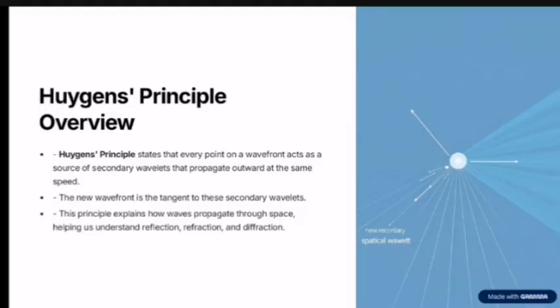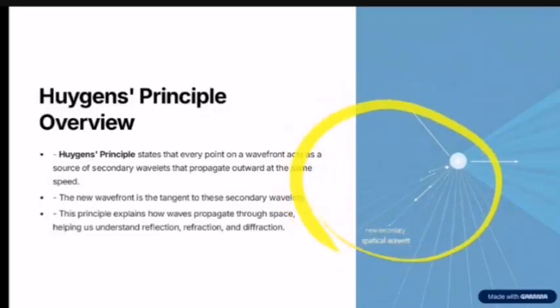So now this principle tries to explain how waves propagate through space, and it helps us to understand reflection, refraction, and diffraction. It is one of the principles responsible for how reflection, refraction, and diffraction can be understood. But if I should go deep into this, it would be higher than what we should understand.